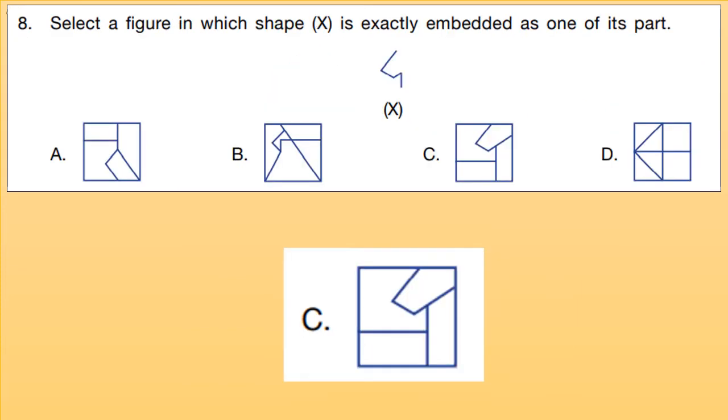Question 8. Select a figure in which shape X is exactly embedded as one of its parts. Now see shape X carefully. Now in which of the options A, B, C, D is the figure embedded exactly as one of its parts? So it is very clear that it is embedded in figure C. So correct option is C.